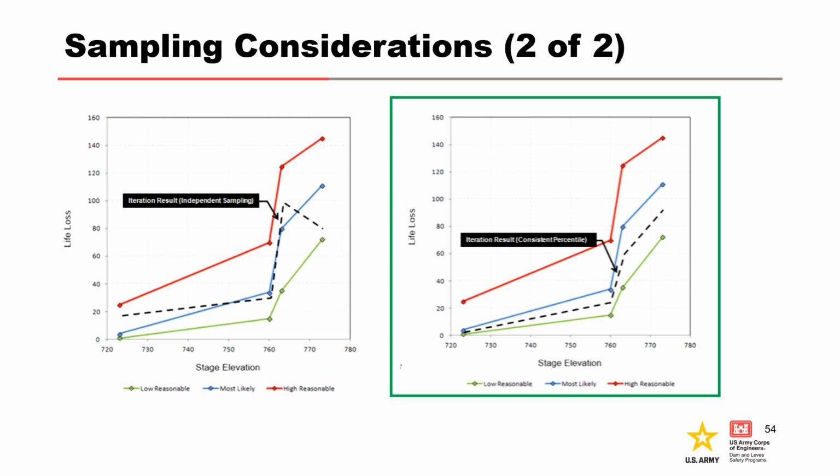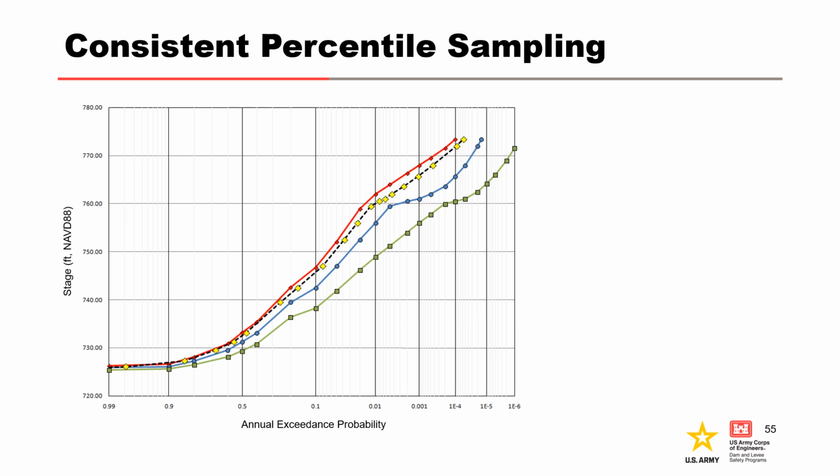Here is another example, this time for life loss consequences instead of the system response. You can see the results of independent sampling on the left and how consistent percentile sampling cleans things up on the right. This is what consistent percentile sampling would look like when sampling the stage frequency curve. You can see the general shape is maintained with each iteration.